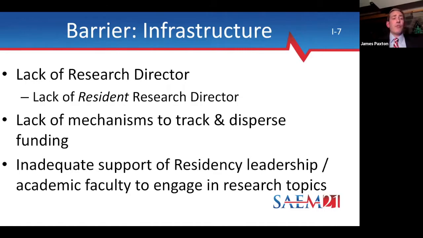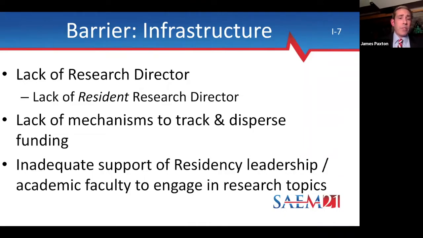And the same thing is true for lack of a resident research director. It's probably not reasonable to expect that a person who's the director of clinical research or a vice chair of research in your department can also handle the additional task of managing resident research. It's a lot of work. Working with learners can be challenging. And so they need help.